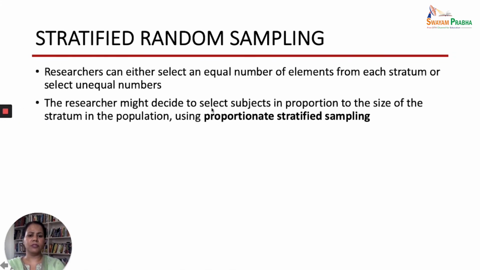So researcher might decide to select subjects in proportion to the size of the stratum in the population using proportionate stratified sampling. So if you know that in your population, for example, if I'm talking about gender, if you know that your gender distribution is 60% females and 40% males, then in your sample also you may select 60% females and 40% males. So this type of stratified random sampling is known as proportionate stratified sampling.